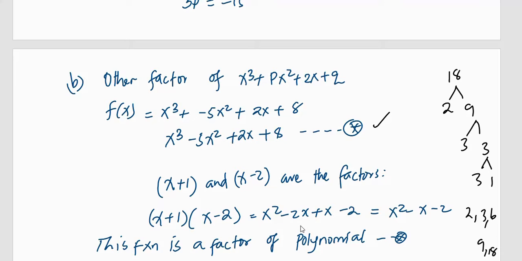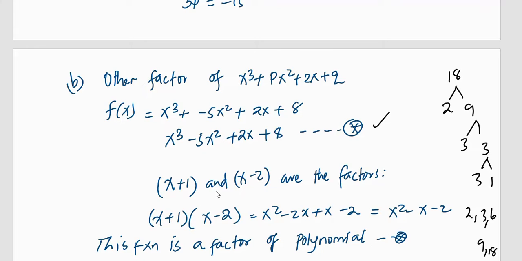So it means if I take this expression and divide it by x plus 1, I get a value with remainder 0. If I also divide this polynomial by x minus 2, I will get a particular expression with remainder 0. So it means x plus 1 and x minus 2 are the factors.